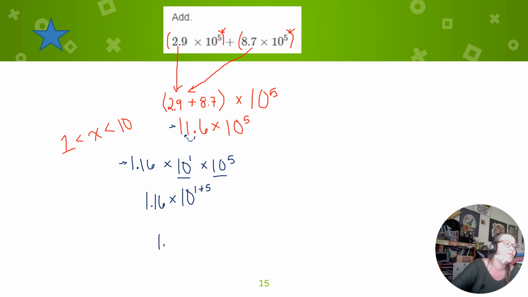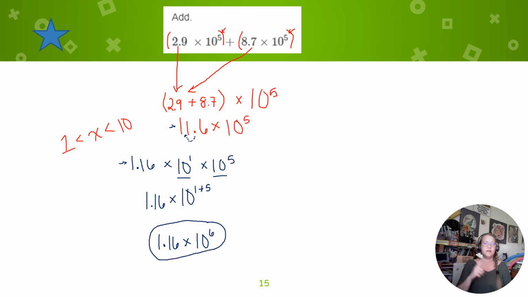So we have 1.16 times 10 to the 6th power. All right. Circle your answer to make your teacher happy. We're not quite done yet, though. I'm going to use this guy here as an example as to the why all this works. This is your proof.